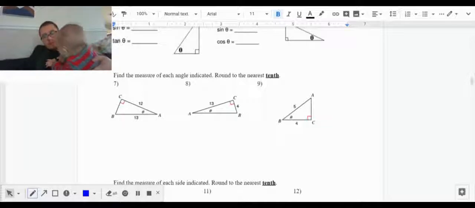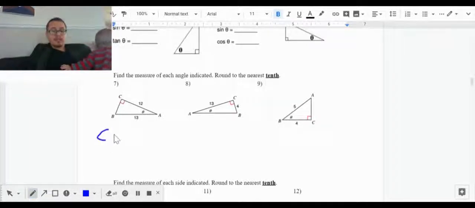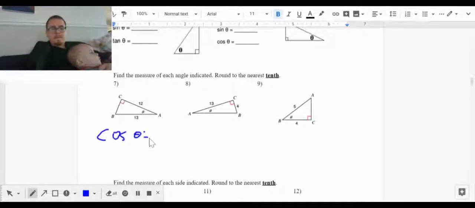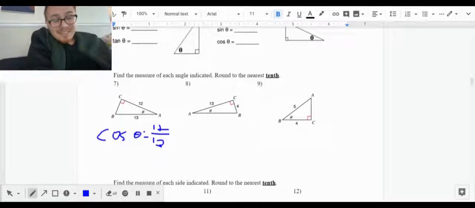We want the angle. So what we've got to do is solve for theta. And to solve for theta, we need to get theta by itself. So how do you get rid of a cosine? Your first reaction is probably, well, let's just divide by cosine. That's not going to work. What you've got to do is the inverse of cosine. So we're going to take the inverse cosine of both sides.